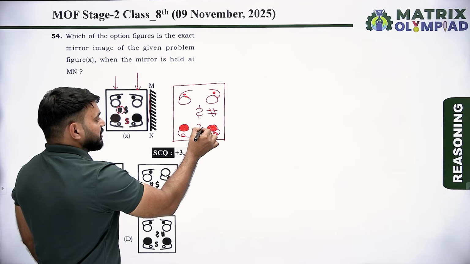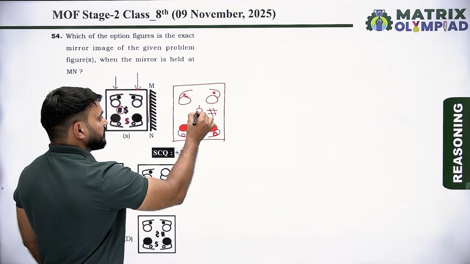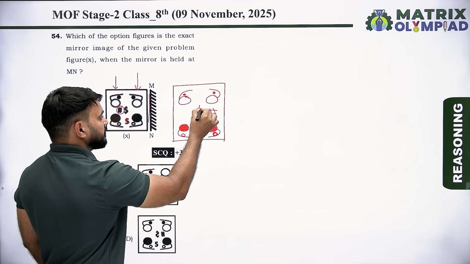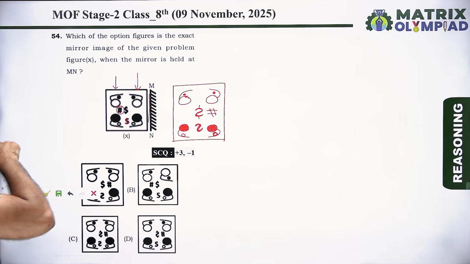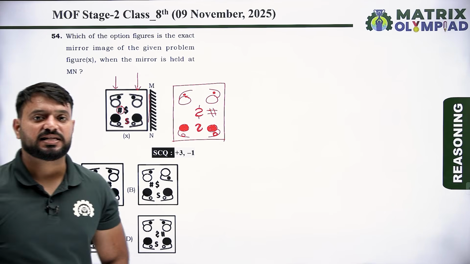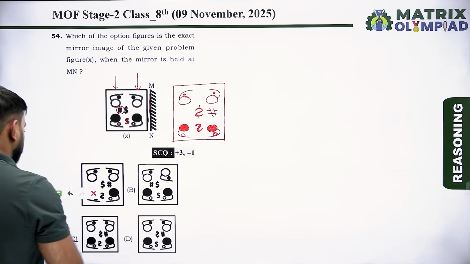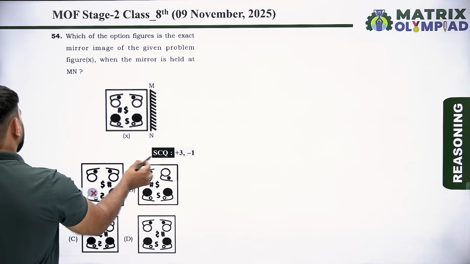This is the correct mirror image of the given figure. So here option C is the correct mirror image of given figure X. So here option C is the correct answer of this question, because option C shows the correct mirror image of given figure X. Let's move on to the next question.